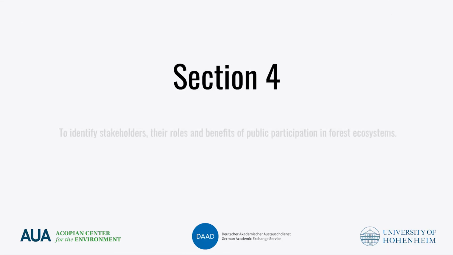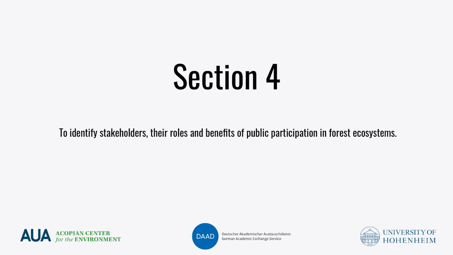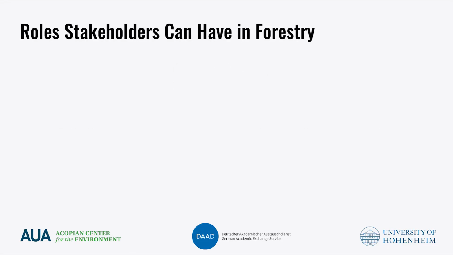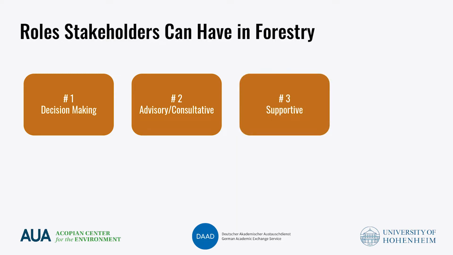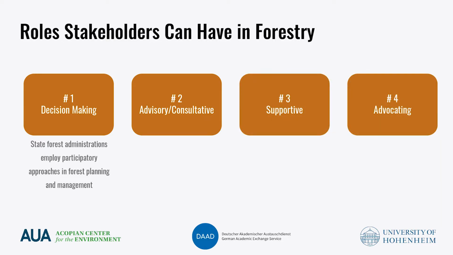In this section you will identify stakeholders, their roles in forestry and become familiar with the public participation approach in forest ecosystems. There are 4 public roles: decision-making, advisory, consultative, supportive, and advocating. Decision-making roles often occur at the state level and involve forest planning and management decisions.